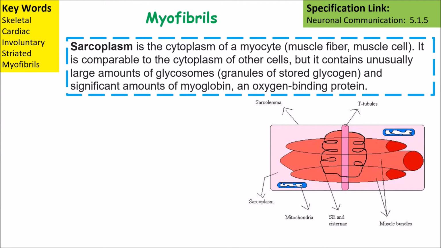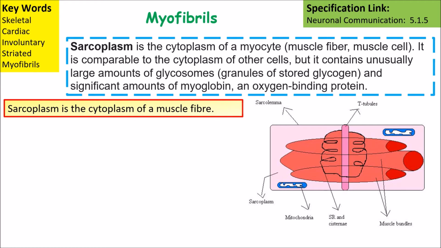The sarcoplasm is the cytoplasm of the muscle, basically. It is comparable to cytoplasm in other cells, but usually contains large amounts of glycosomes, so that's stores of glycogen, and significant amounts of myoglobin, which is an oxygen binding protein.